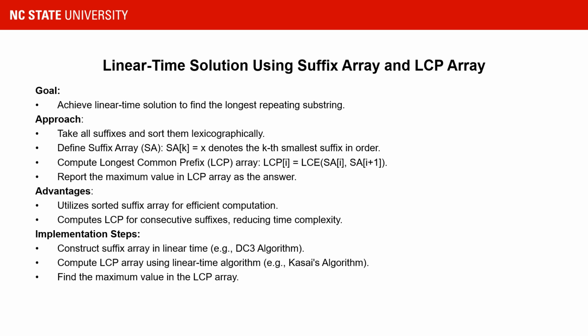We start by taking all suffixes of the given string and sorting them lexicographically. We define a suffix array SA where SA[k] = x denotes the kth smallest suffix in order.